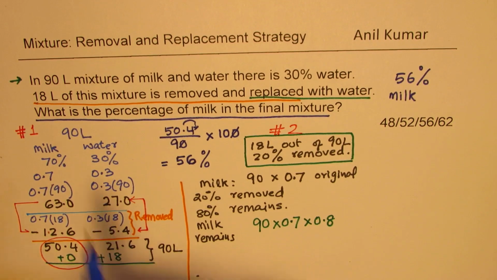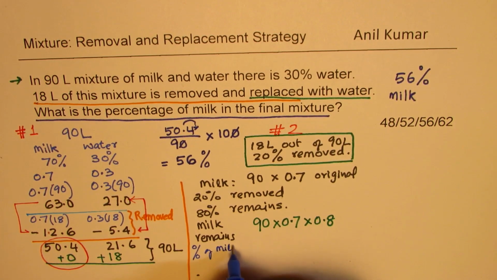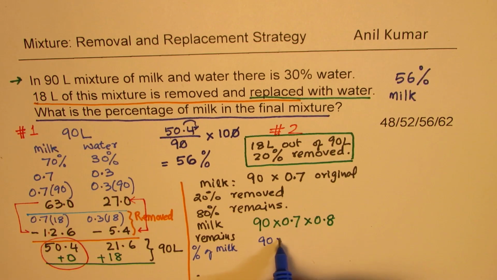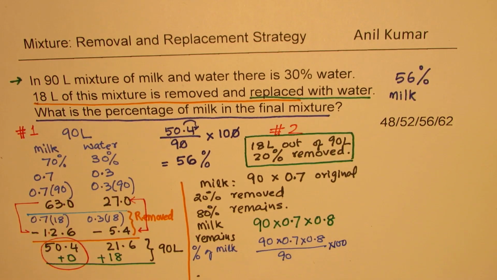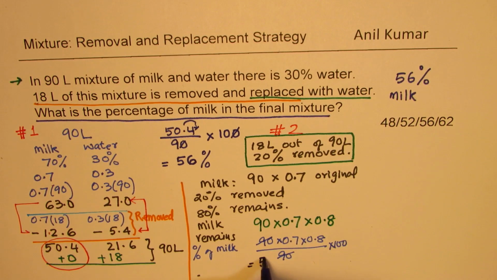Now the question is, what percent of milk is in the final mixture, right? So we now find the percent of milk. So the percent of milk will be whatever remains, which is 90 times 0.7 times 0.8 divided by 90, times 100. That is the percent, correct? 90 and 90 cancel. 7 times 8 is 56. The points go away with the 100 and we get our answer, which is equal to 56%. Is that clear to you?